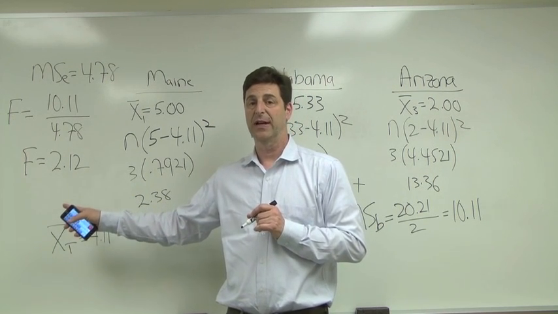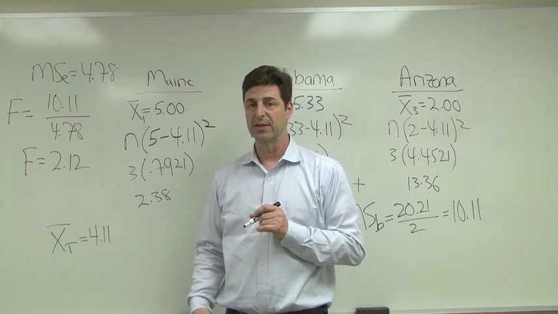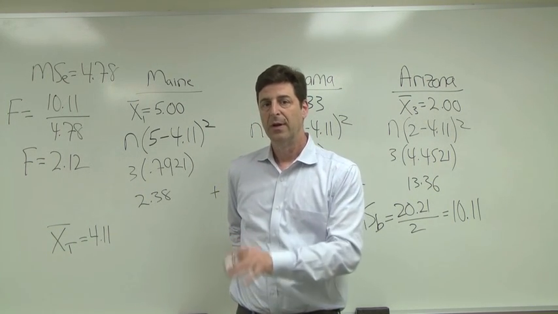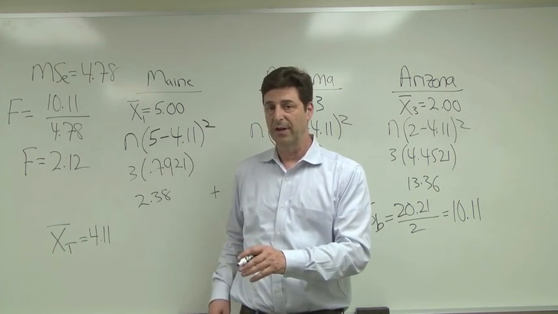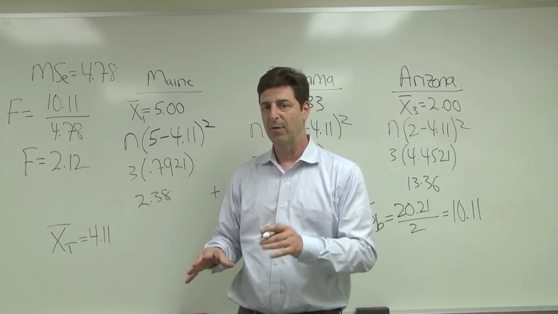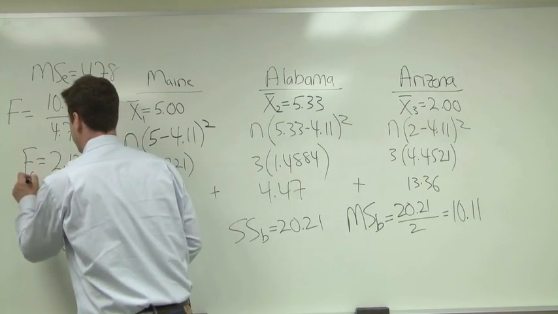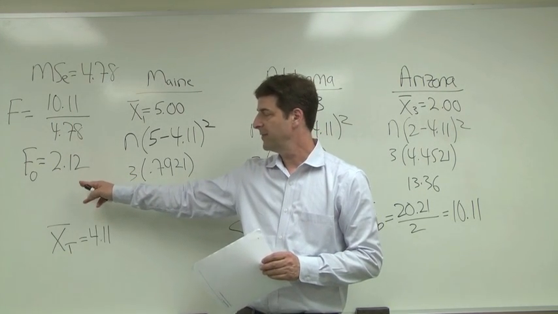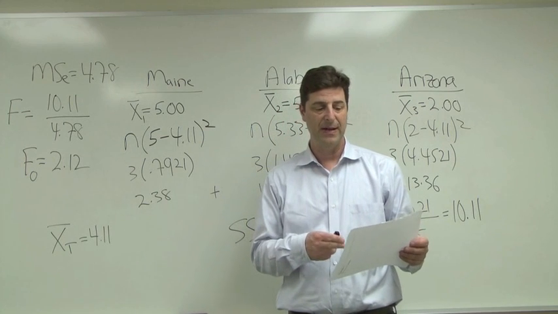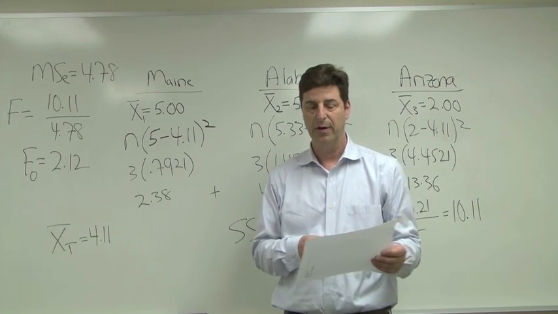That's our observed F value. It's observed because it is the one that we calculated. It's not the one that we look up in the table. The one we look up in the table is our critical F value. So here's our observed F value, and now we'll look up the critical F value. All right, so our observed F value is 2.12. Our critical F value we have to look up in Appendix C of the book.